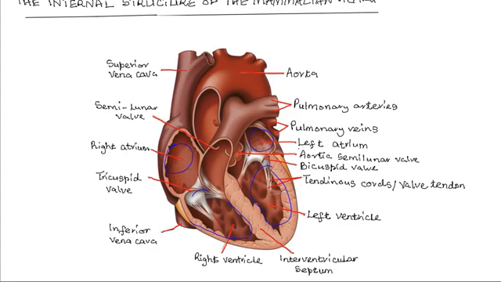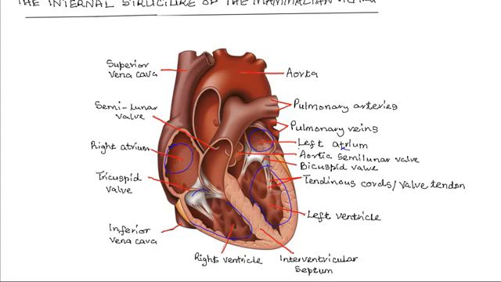The right atrium receives deoxygenated blood from the body organs, except the lungs, while the left atrium receives oxygenated blood from the lungs through the pulmonary veins.